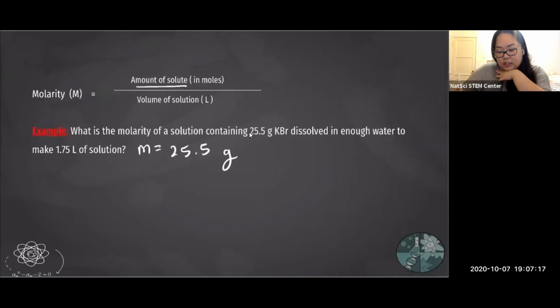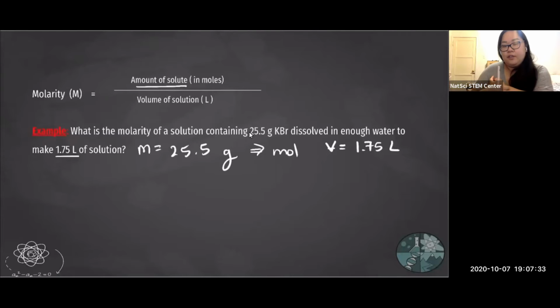What that means is we want to convert it to moles. It's in enough water to make 1.75 liters of the solution. So your volume is 1.75 liters, so we don't need to convert anything for that one.